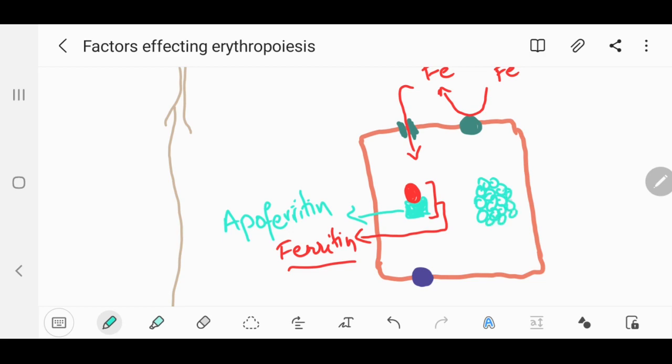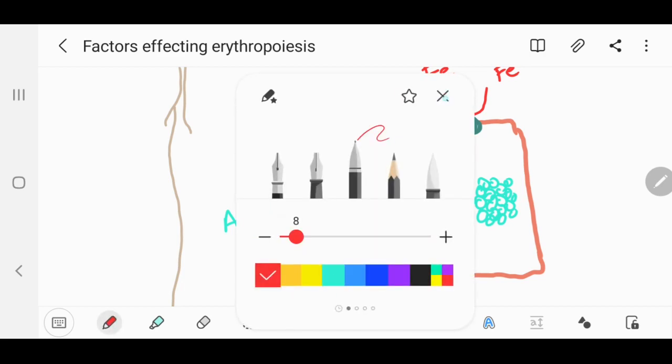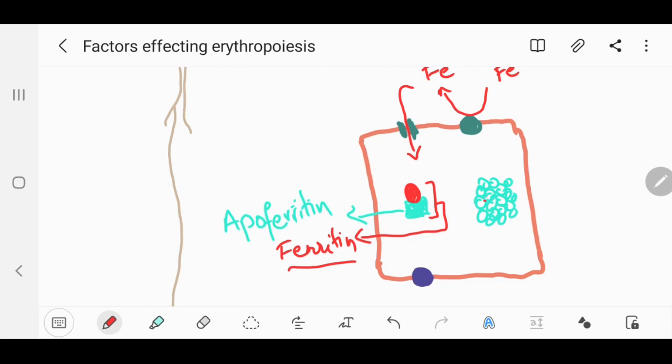Now there is a cluster of this ferritin present in the cell whenever the ferritin levels exceed. This cluster of ferritin, or polymers of ferritin, is known as hemosiderin.